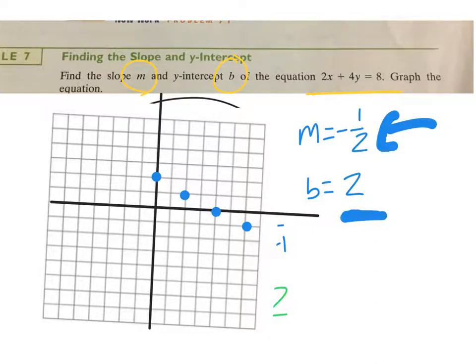Now, I'm going to put the negative in the denominator, and the slope is positive 1 over negative 2. So I can go up 1, left 2. There we go, get a good amount of points. I'm going to draw my line through them.